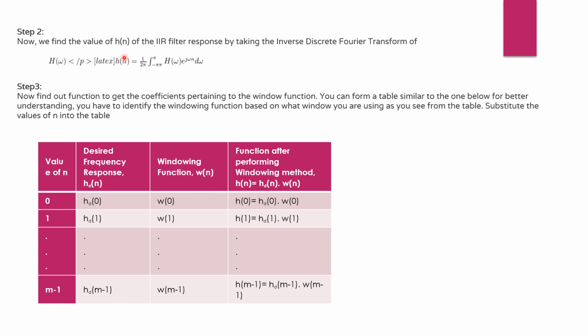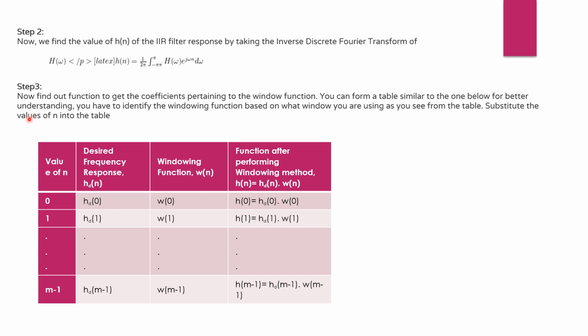The next step is to find out the value of h of n of the IIR filter response by taking the inverse discrete Fourier transform of H of omega, which is given by small h of n equals 1 by 2 pi integral ranging from minus pi to plus pi capital H of omega into e to the power j omega n d omega.